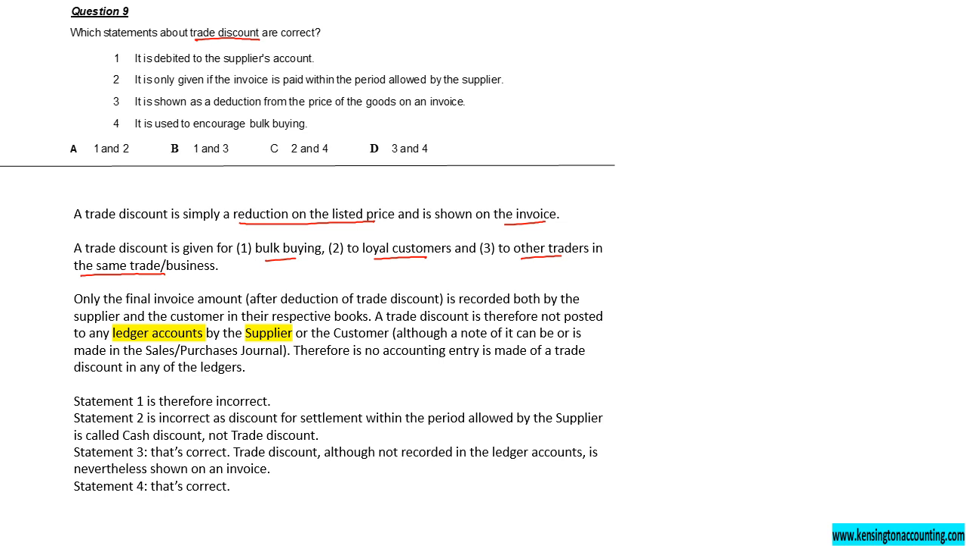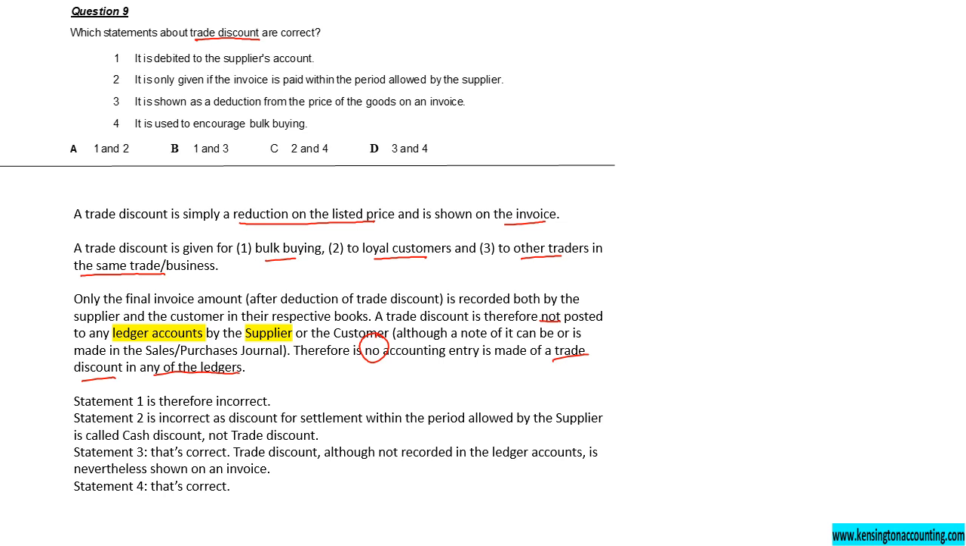Now, in terms of accounting entries for trade discount, there is no accounting entry for trade discount. It is not recorded or posted in any of the ledger accounts, by either the supplier or the customer. However, the supplier or the customer can make a note of a trade discount in their respective sales or purchases journal, but no accounting entry is made in any of the ledgers.